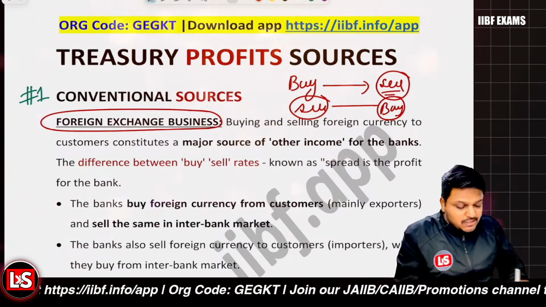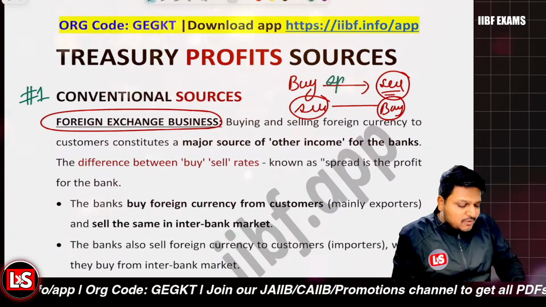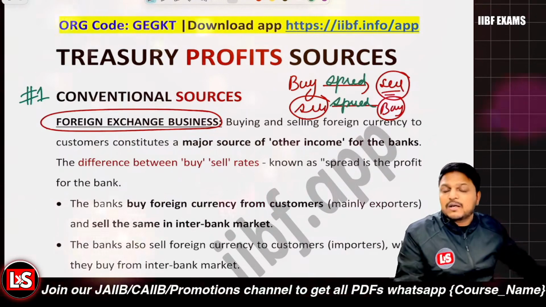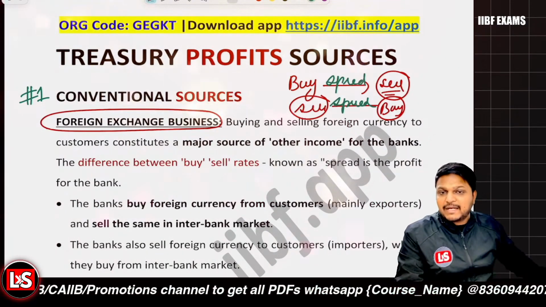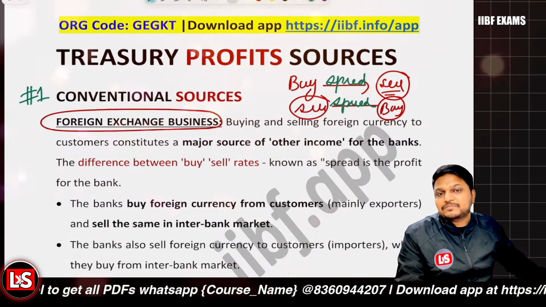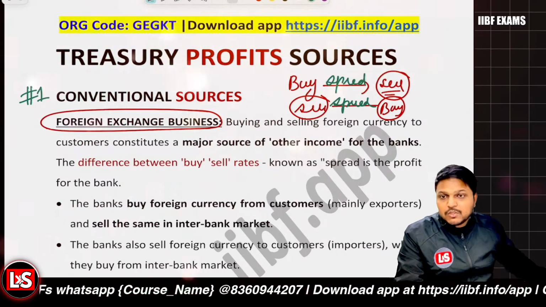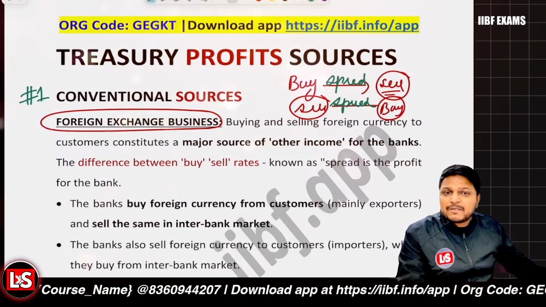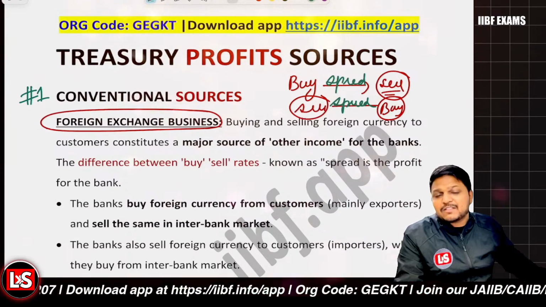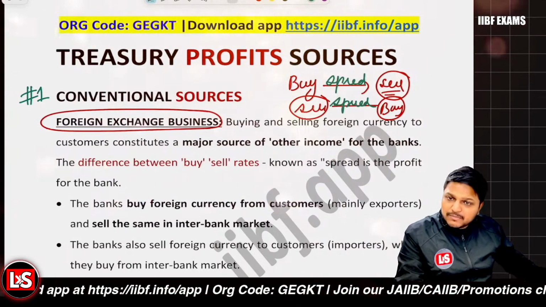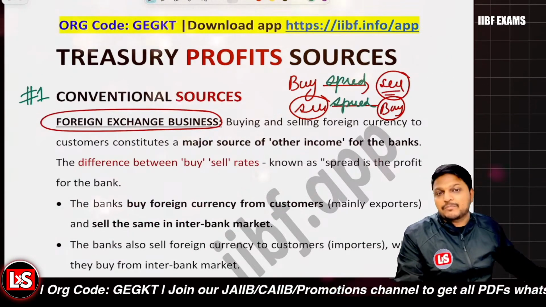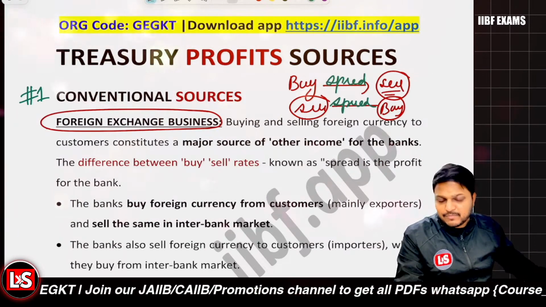Whatever spread we earn in between makes most of the profit for the treasury, right? So what is spread? Spread is the difference between the buying rate and the selling rate. When we are buying forex, the bank purchases foreign currency from the exporters. When we are selling forex, the bank sells the foreign currency to the importers, right? So here the bank earns the fee-based income, or the trading income.